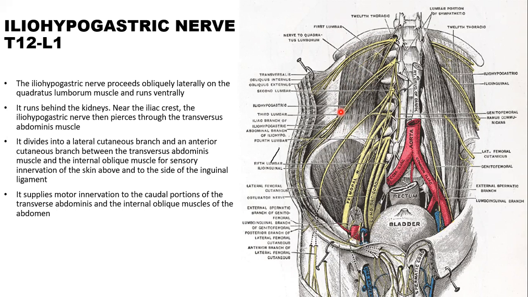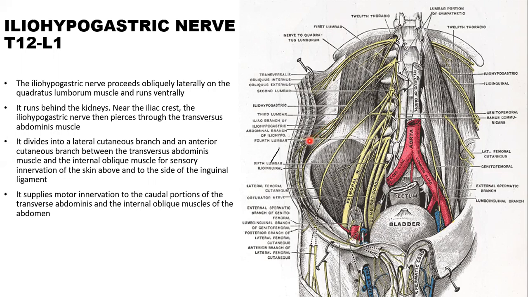Then near the iliac crest, the iliohypogastric nerve pierces the transversus abdominis muscle. So when you look at the abdominal muscles, there are basically three muscles which you need to know on the lateral aspect. You're going to have the transversus abdominis muscle, the internal oblique muscle, and lastly, the external oblique. On this image, you can see the external oblique, the outermost muscle. Then you have the internal oblique muscle there. Then the innermost is the transversus abdominis muscle. And this nerve pierces the transversus abdominis muscle.